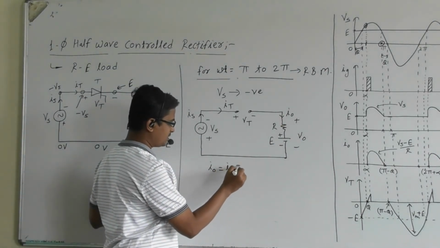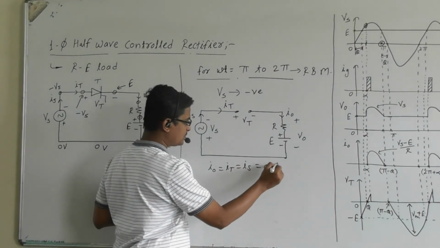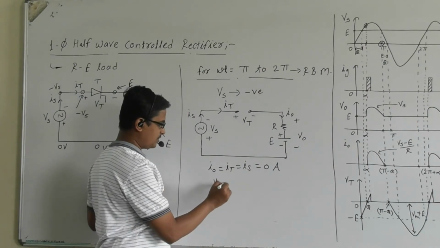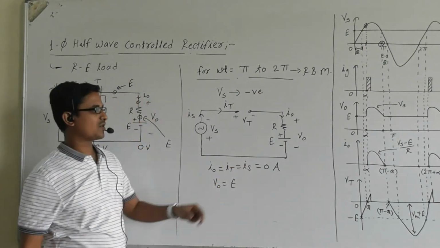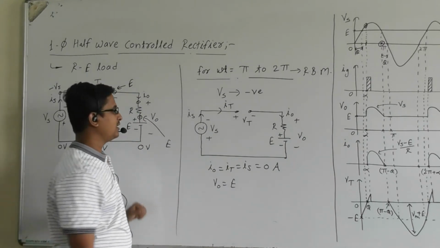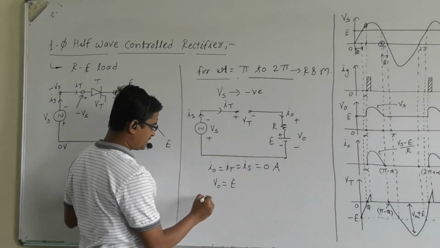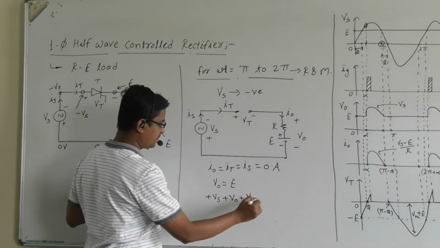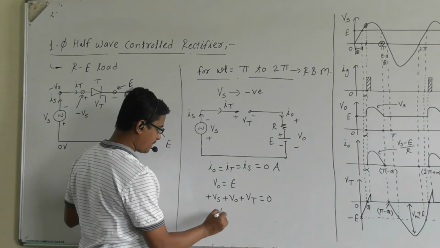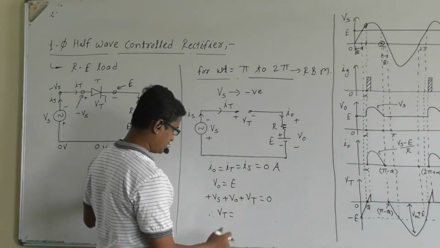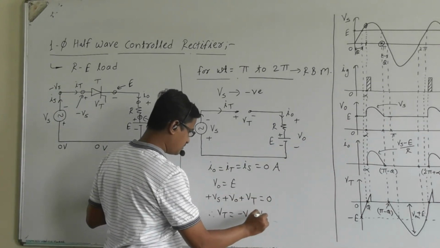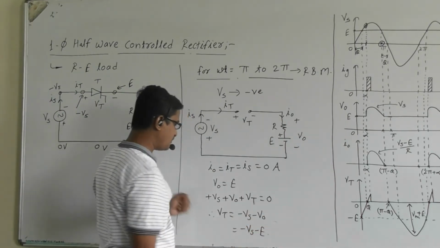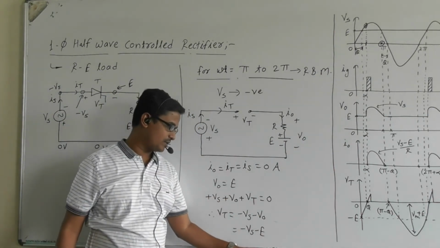In this circuit what is I0? I0 is equal to It is equal to Is is equal to 0 ampere, right? Next, what is V0? V0 is equal to E, because voltage across resistor is 0. Next, can we apply KVL? Plus Vs plus V0 plus Vt is equal to 0. So Vt is equal to minus Vs minus V0, which is minus Vs minus E, because V0 is equal to E. Are you getting the point?